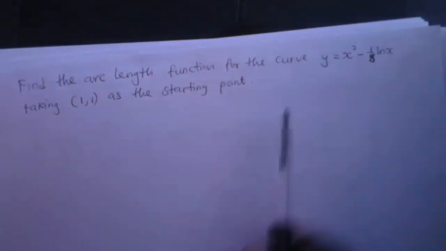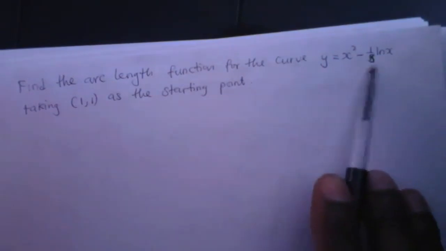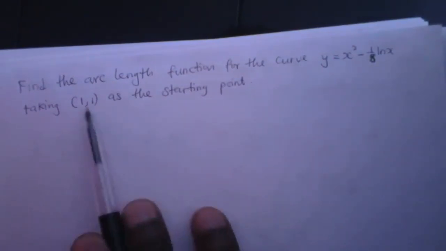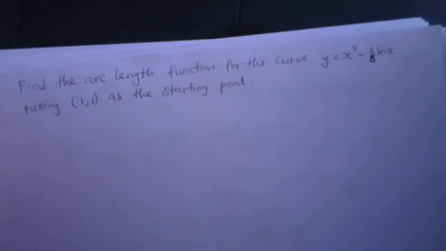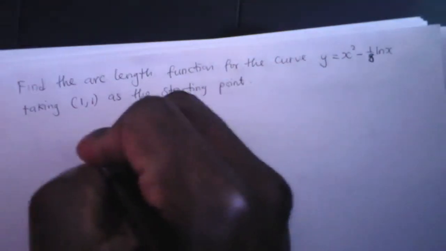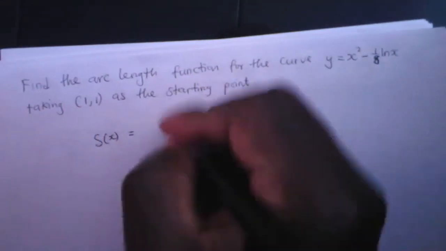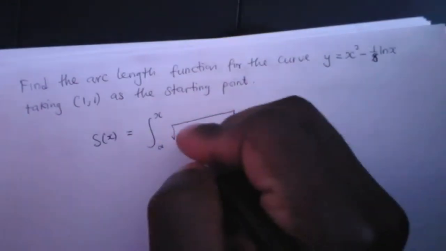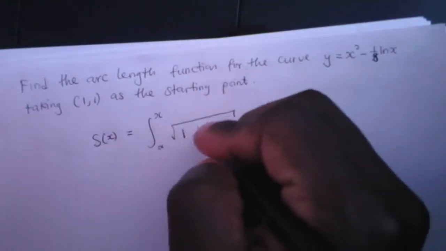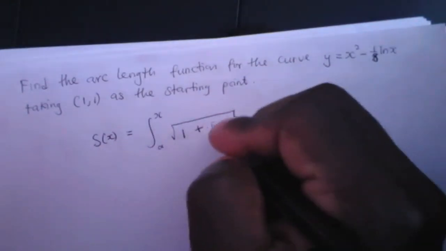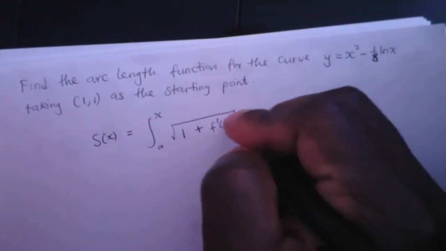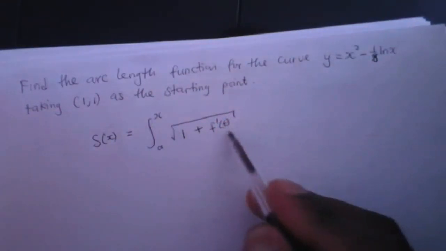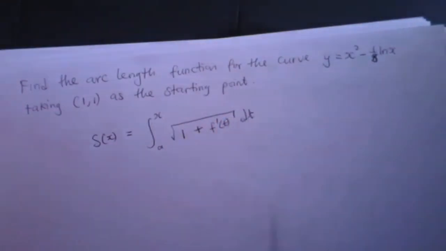Now they ask us to find the arc-length function for the curve y equals x squared minus 1/8 ln x, and they say we should take (1, 1) as a starting point. Just as a reminder, the arc-length function is defined as an integral from some constant a to x, the square root of 1 plus f prime of t squared. So take note, if this is x, this has to be t, dt.